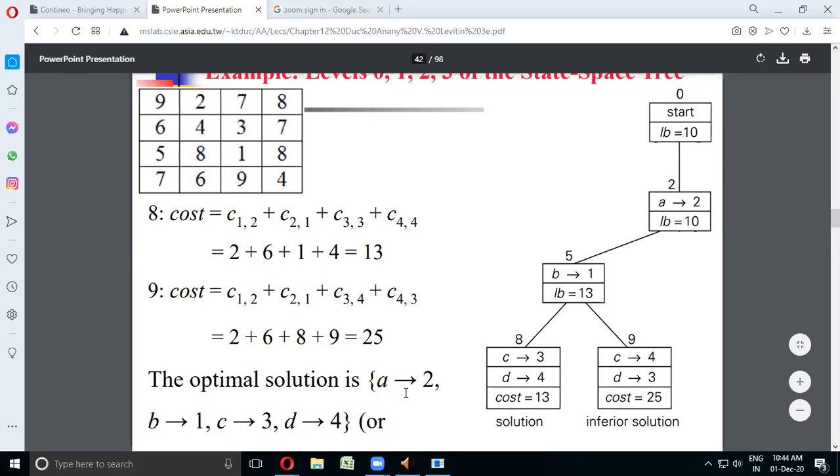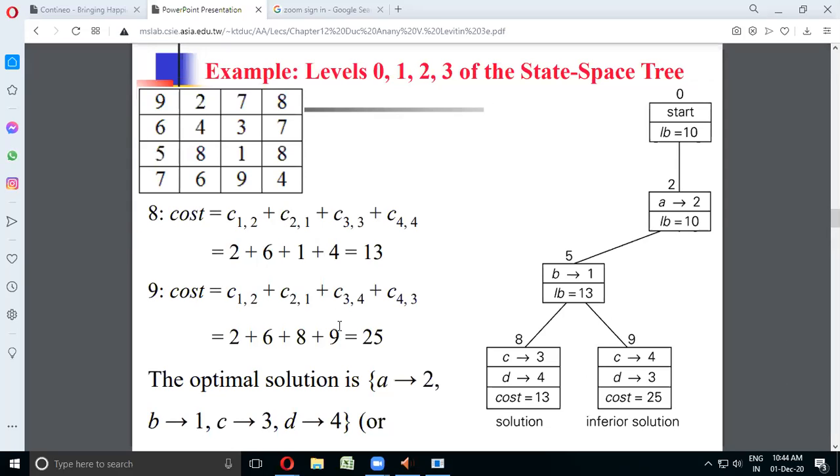That is, A, B, C, D are the persons. The first person is assigned the second job. And then the second person is assigned the first job, and the third person is assigned the third job, and the fourth person is assigned the fourth job. So that would be the most optimal solution, right?